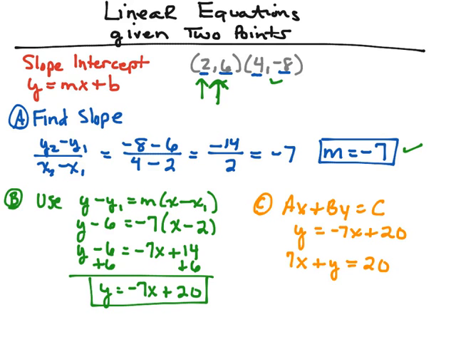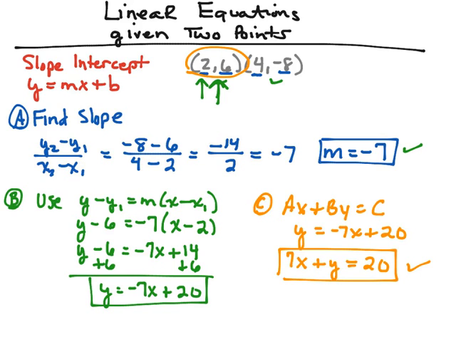The value of a, or the number in front of the x, is a positive number. So everything is good here. I am done. I now have my standard form of the equation that contains those 2 points, 2, 6, and 4, negative 8. Now remember, in my example, I used that ordered pair 2, 6.